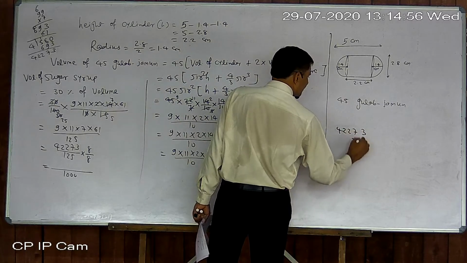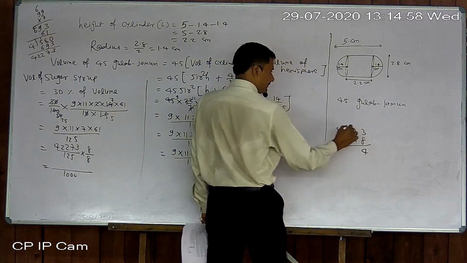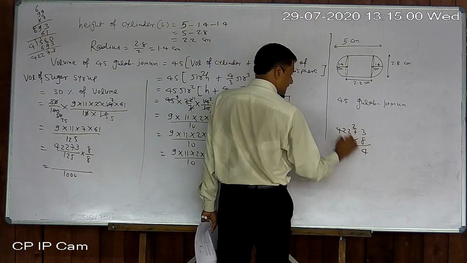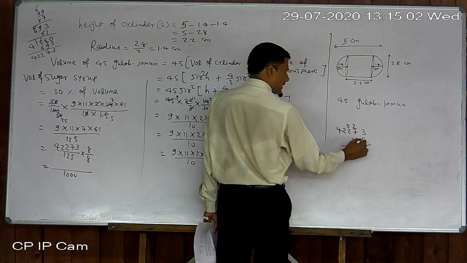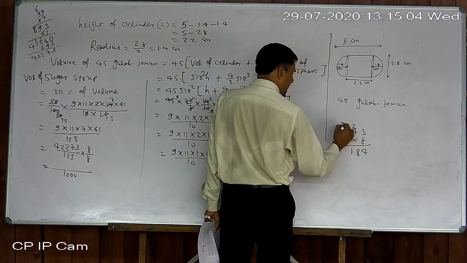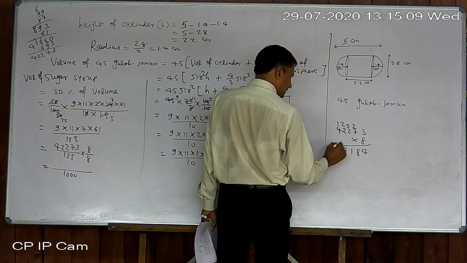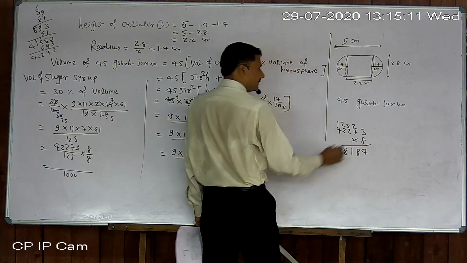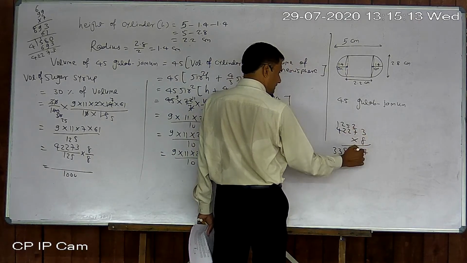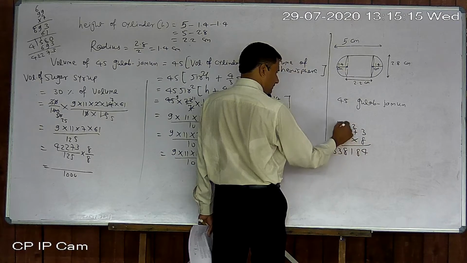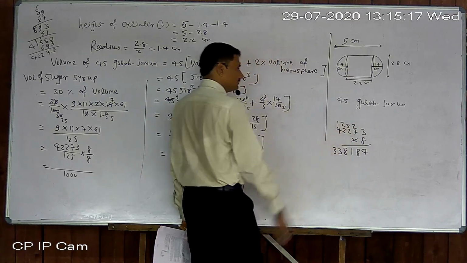With 8. So 8 3s are 24. 2. 8 7s are 56, 58. 5. 8 2s are 16 plus 5 is 21. 2. 8 2s are 16 plus 2 is 18. 1. 8 4s are 32, plus 1 is 33.